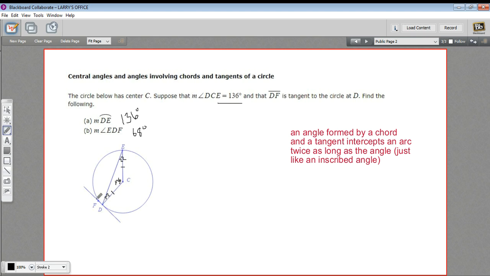You also know that this line is tangent at D, so what you get then with a radius here is a 90-degree angle. So this angle is 90 degrees. This little portion of it is 22, so this portion must be 68. So in both those ways, you could come to an understanding of what that angle is there. So that is a little bit of work with central angles and chords and tangents.